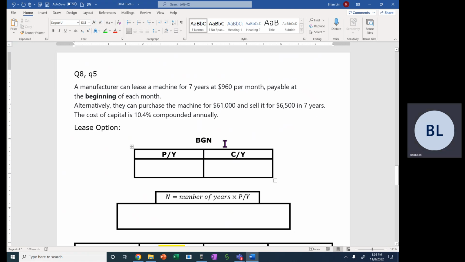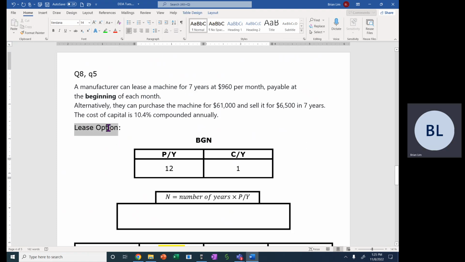Now, so we're in begin mode and the payment is $960 per month. So PY would be 12. I just wanted you to see all the calculations. And the compounding is annually, so CY is 1. Now, when we come in here to calculate N, the payment is for 7 years. So this is the lease option.